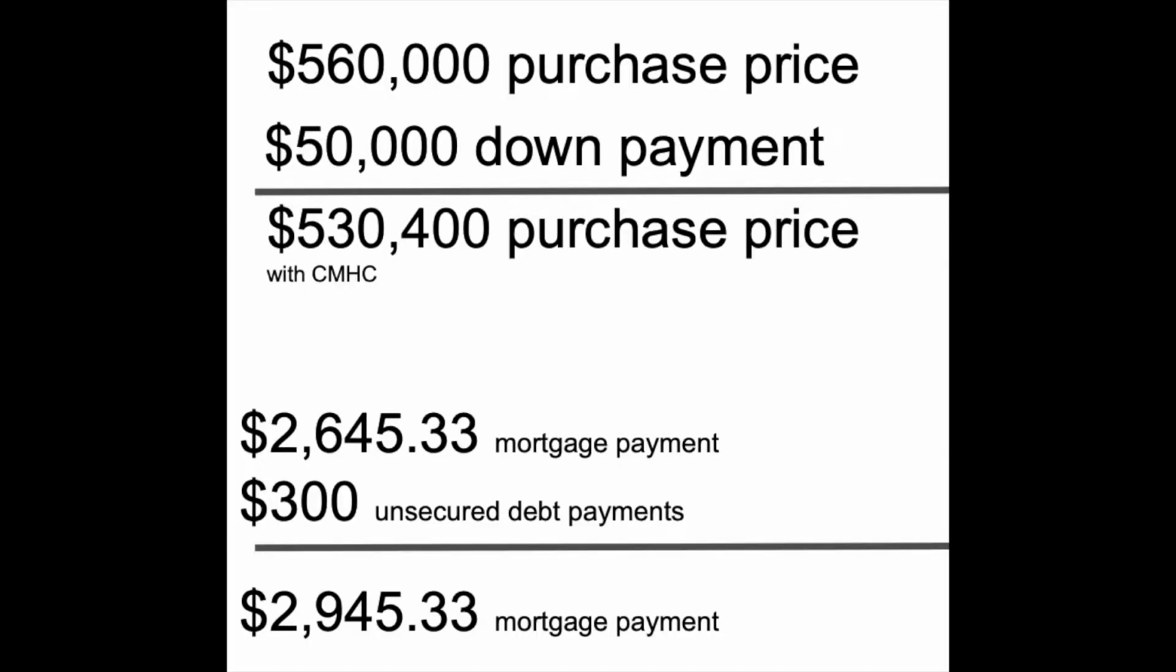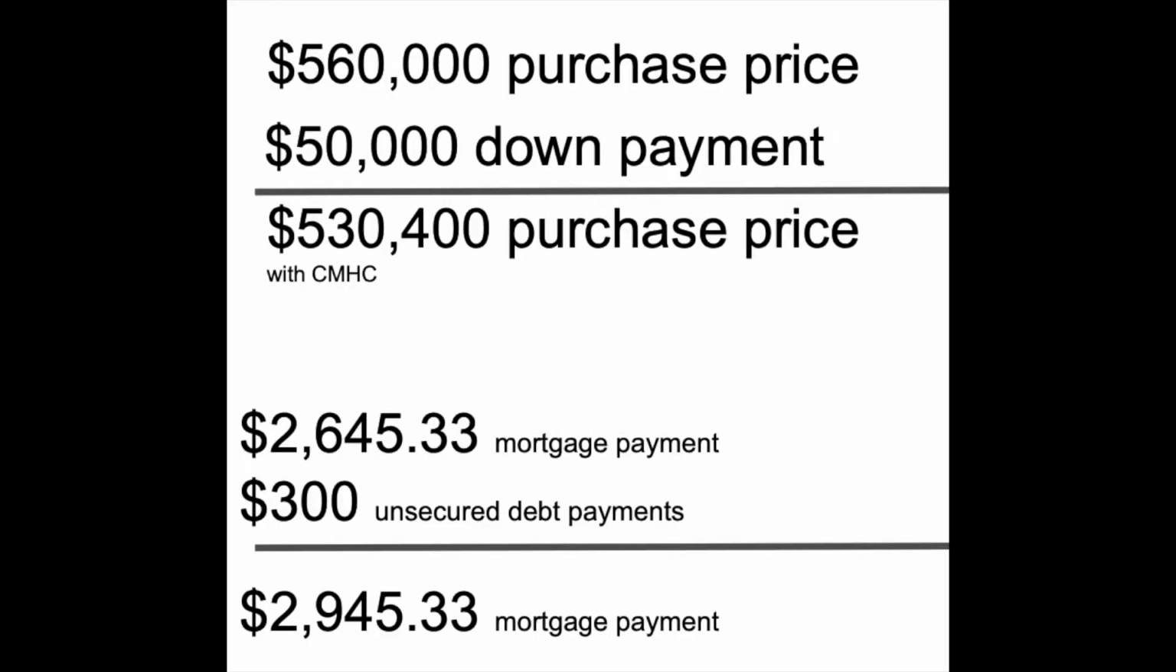Now that you understand what debt does to the liabilities, I think it's important for us to take a look at what you would qualify with and without debt. So in my first example, we're going to look at what you would qualify if you had the same income as I mentioned earlier. However, you're still carrying that debt. The purchase price is $560,000. The down payment is still $50,000.